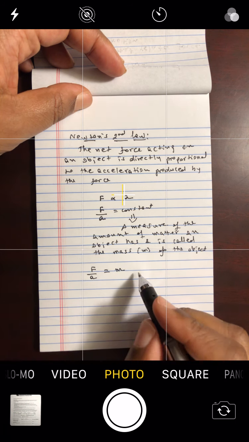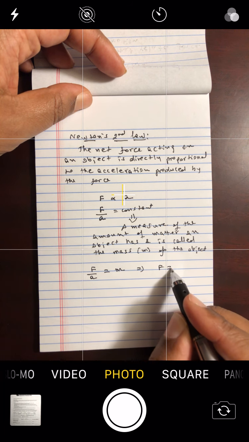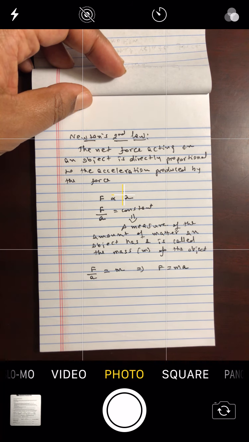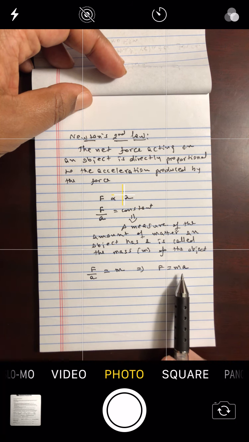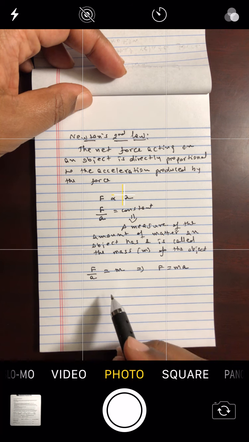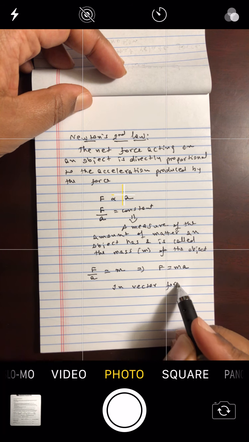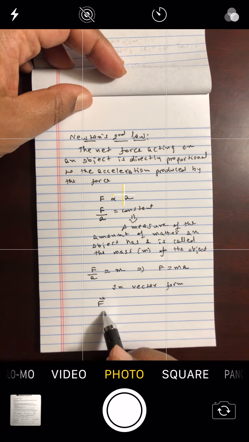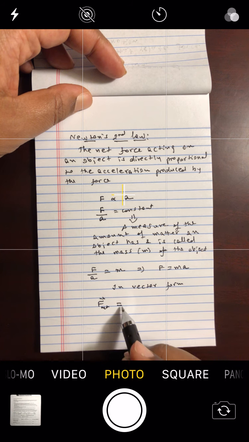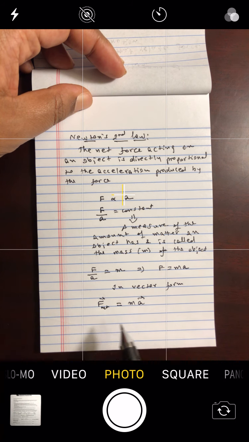But this one is customarily written as F equals ma. Okay, but remember, force is a vector quantity. This is a one-dimensional equation, so we have to write the vector form. And remember, if there are a number of forces acting on the object, this force represents the net force acting on the object. That is, you add up all the forces, that is what equals mass times acceleration. So in vector form, we can write this equation as the net force, the sum of all the forces acting on the object, equals mass times acceleration.